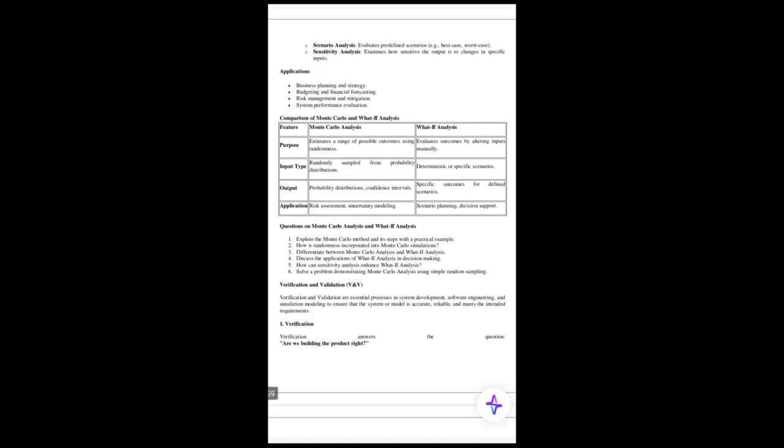Applications for Monte Carlo simulation are risk assessment and uncertainty modeling, and for what-if analysis the applications are scenario planning and decision support. Both support decision making, and mostly risk assessment and uncertainty modeling are the best applications in the case of Monte Carlo analysis, while for what-if analysis, decision support is mostly the goal.